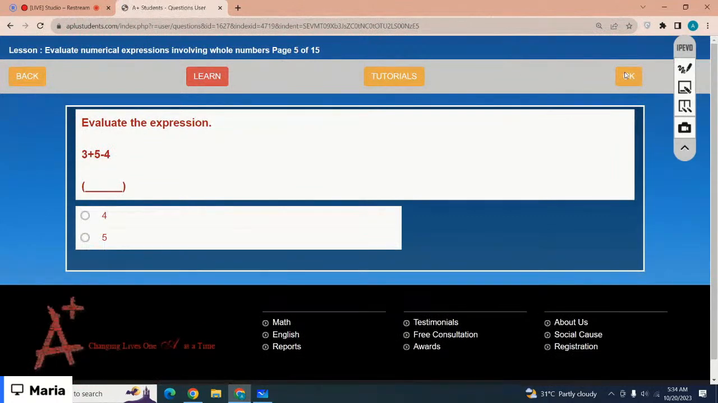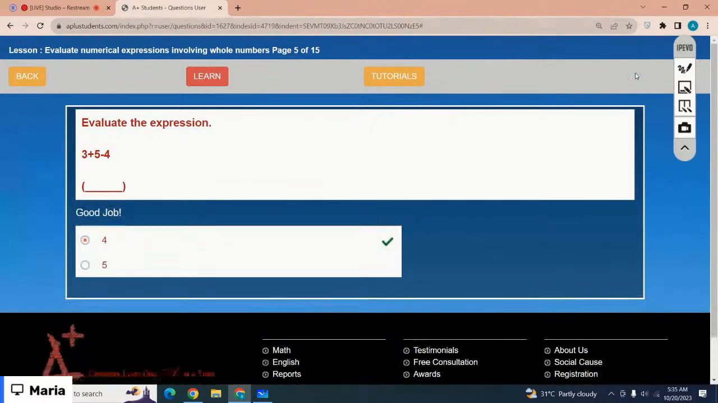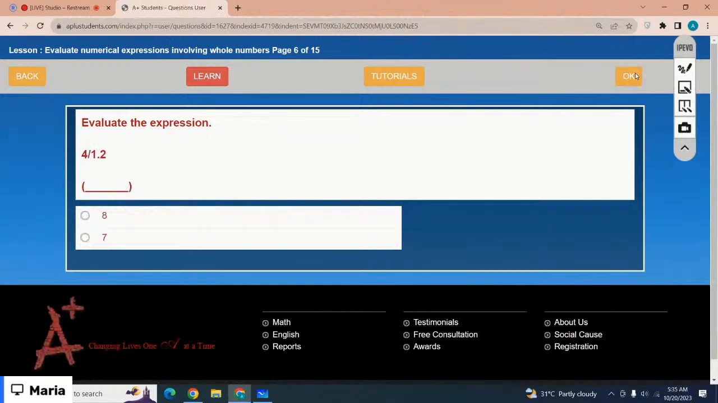Okay, the next one is 3 plus 5 minus 4. So 5 plus 3 is 8 and 8 minus 4 is 4. So the correct option is 4. Okay, evaluate the expression 4 divided by 1 times 2. So 4 divided by 1 is 4 and 4 times 2 is 8. The correct option is 8.